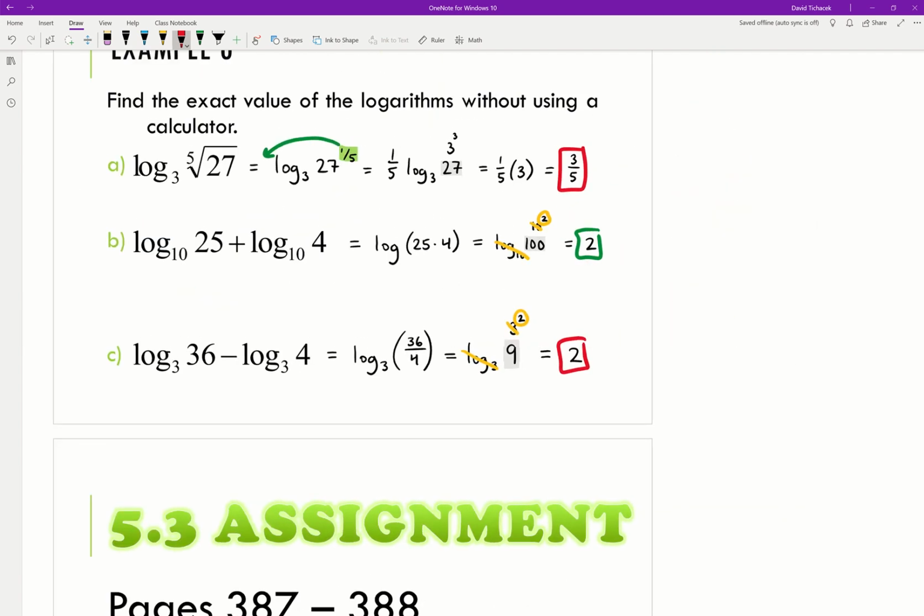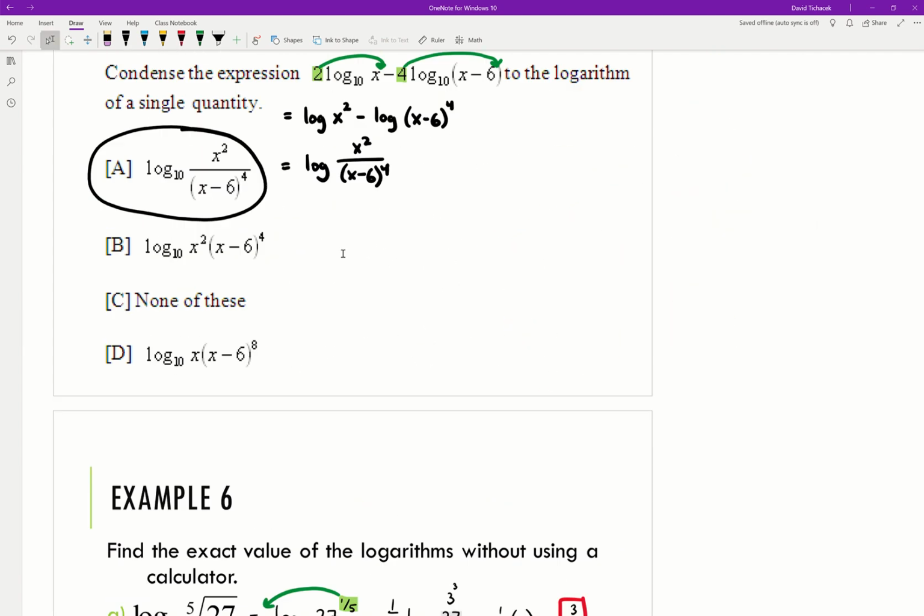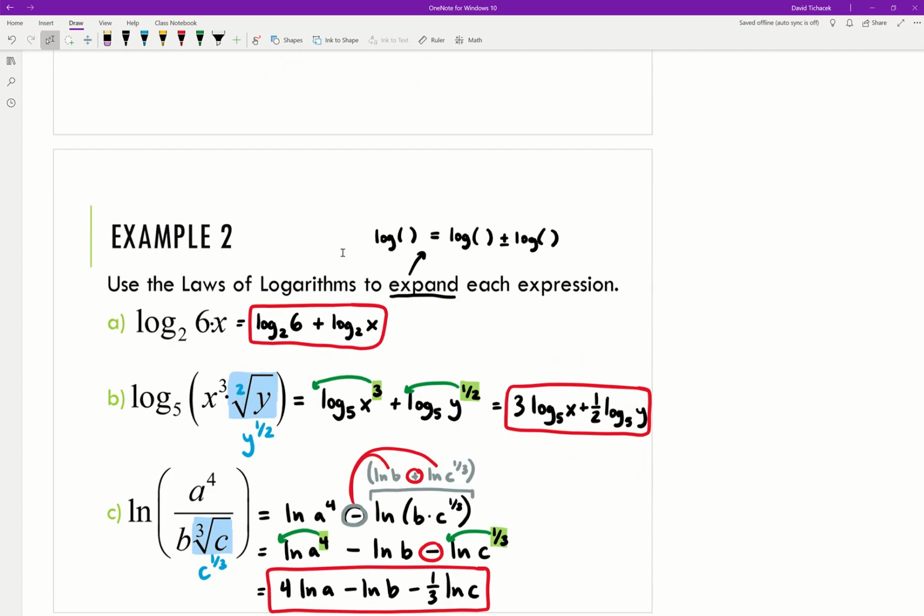Okay, so using these log properties, we can do problems like this in a much easier way than having to reach for a calculator and having to type those in a tedious way.